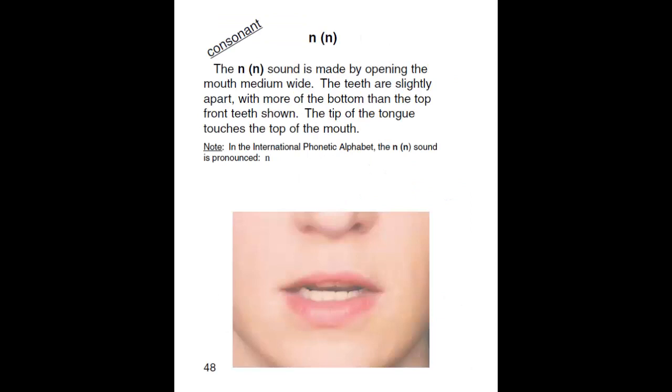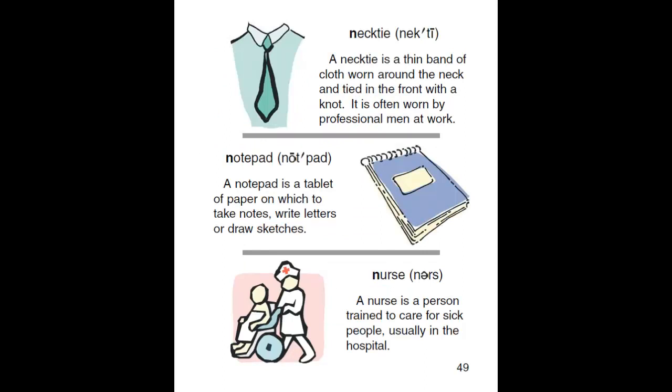N. The N sound is made by opening the mouth medium wide. The teeth are slightly apart with more of the bottom than the top front teeth shown. The tip of the tongue touches the top of the mouth. Necktie. Notepad. Nurse.